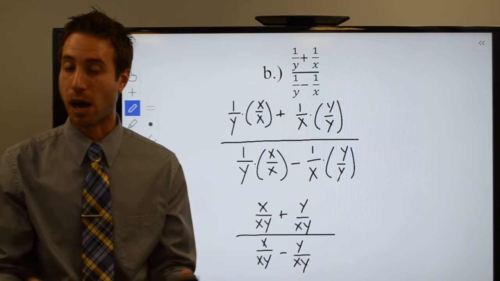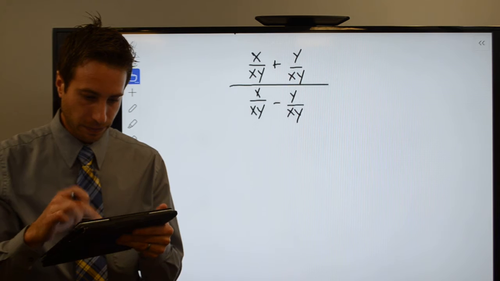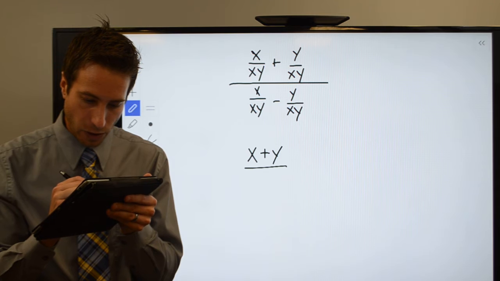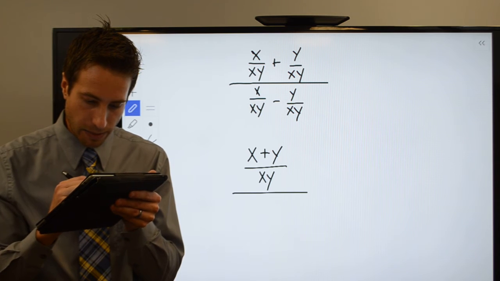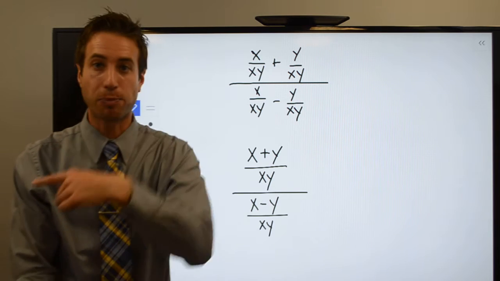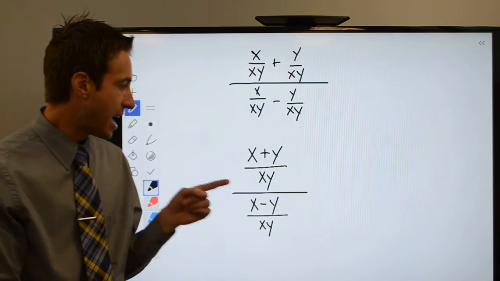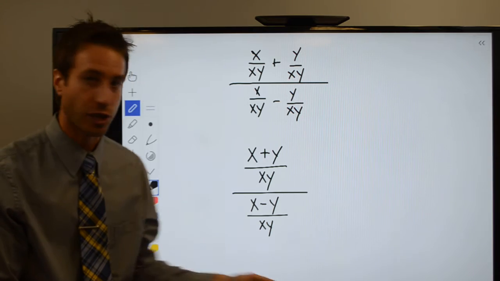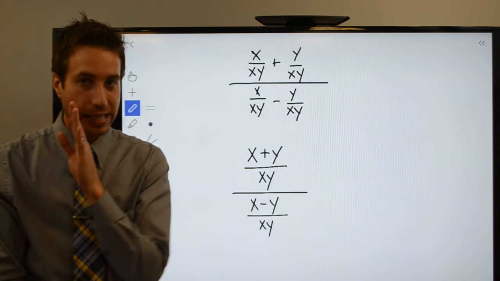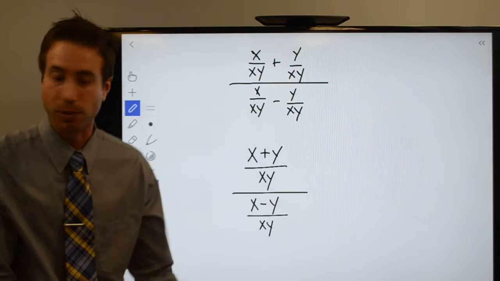Now that I have my least common denominator, add the fractions in the top, subtract the fractions in the bottom. So x plus y over xy, all divided by x minus y, all over xy. And once again, just like the problem before, I add the fractions in the top, subtract the fractions in the bottom, and I wind up with a complex rational expression, which we learned how to take care of back in section 1 of this chapter. Right? It's the keep it, change it, flip it from middle school. Keep the top, change the division to multiplication, multiply by the reciprocal of the bottom.